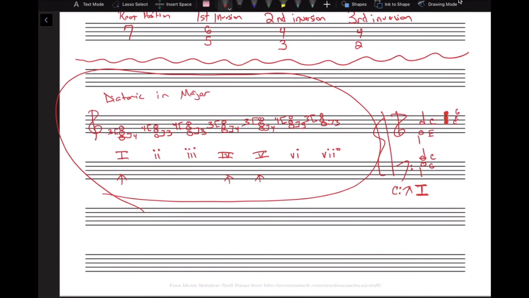But because the G is in the bass, now if I take this G and I put it down here, right? G up to C is a 4th. G up to E is a 6th. This is a 1, 6, 4 chord. So that's pretty much music theory.